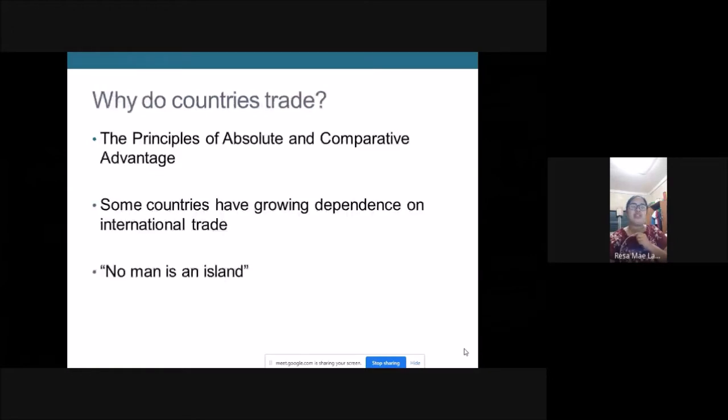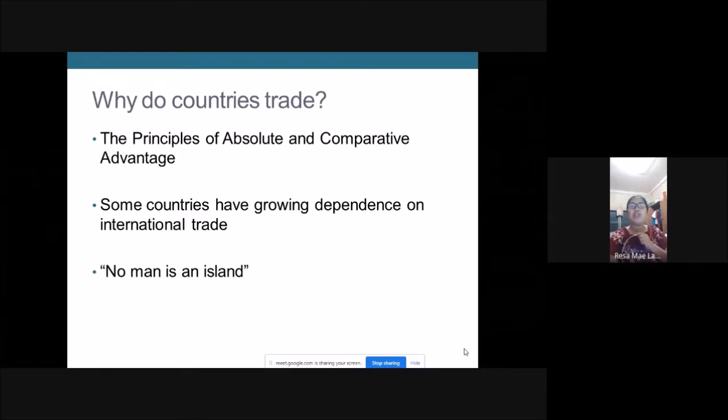Number one, it is based on the principles of absolute and comparative advantage. Many, if not all, of the countries now have a growing dependence on international trade. Developing countries that import capital goods and raw materials have to specialize in some form of exports. For a country to be able to pay for its imports, it has to earn from its exports. Take note that net exports is export minus import, diba?